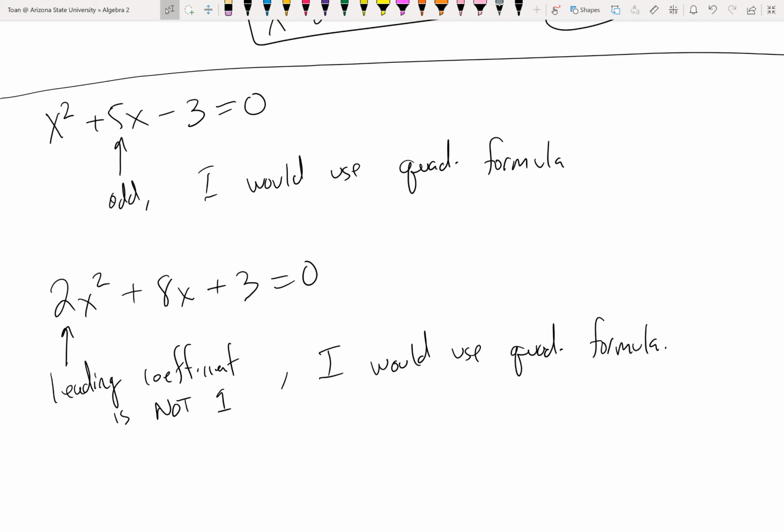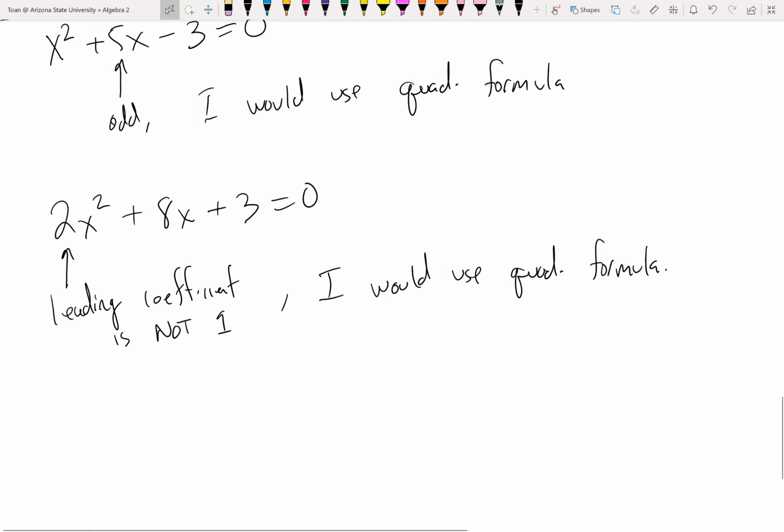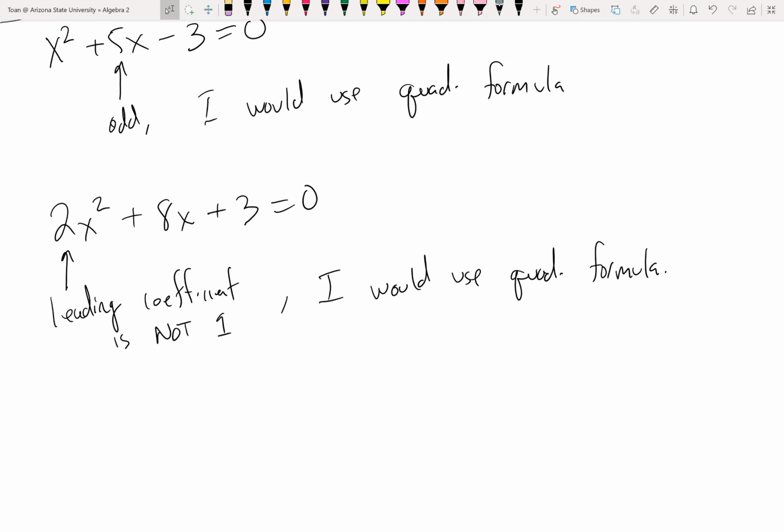So that's it. That's completing the square. That is actually my, Mr. Vo's, personal favorite way to solve a non-factorable quadratic whenever possible.